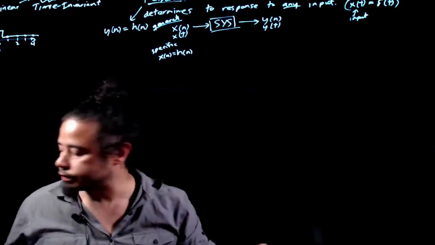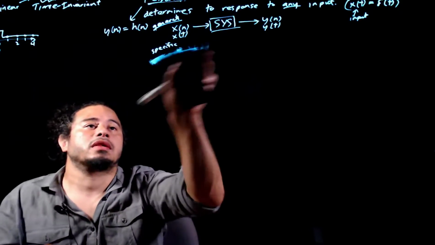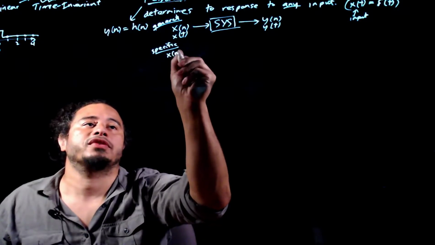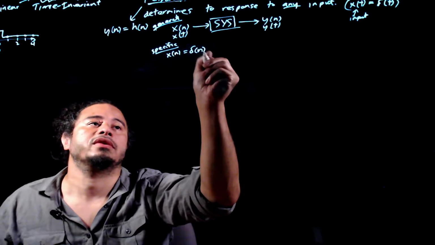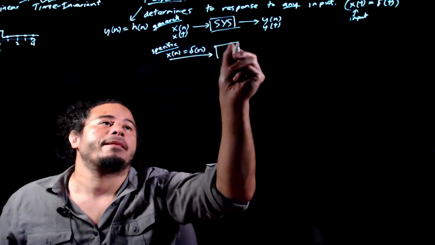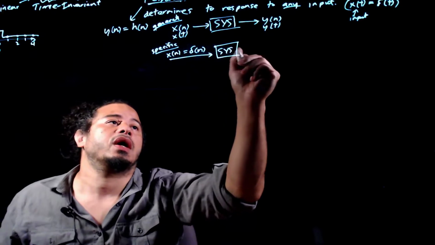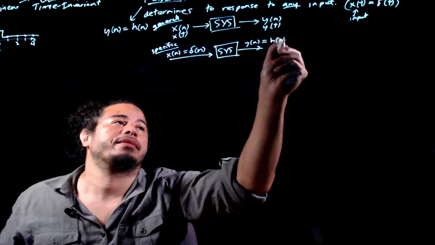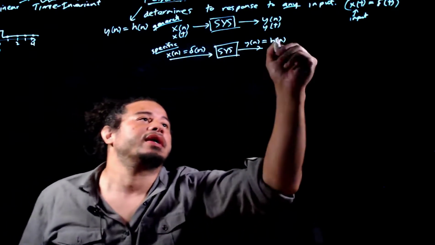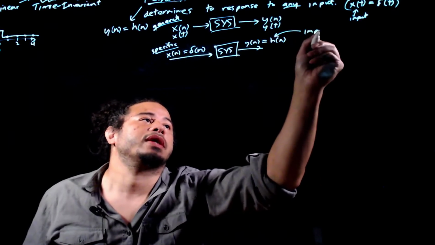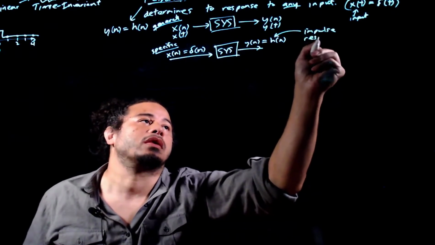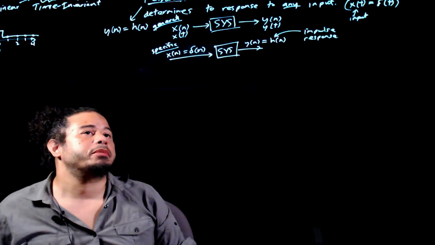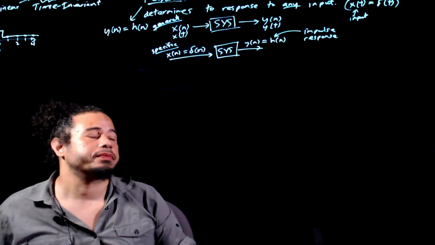Sorry, I said that wrong. If x of n, in the specific case, when we have that the input x of n is equal to delta of n, okay, then the response y of n will be equal to h of n. Okay, and so h of n is the so-called impulse response of the system. Okay, and by that we mean that's the system's response when the input is equal to a unit impulse.